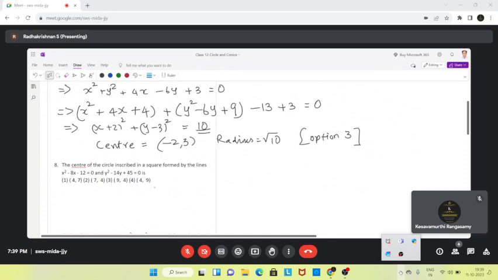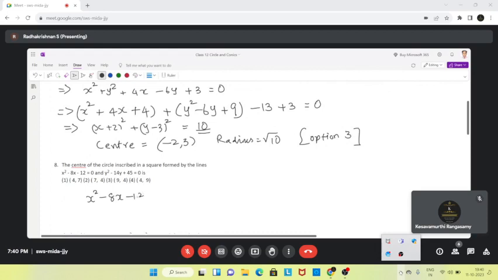Now this one. The center of the circle inscribed in a square formed by the lines x square minus 8x minus 12 equal to 0 and y square minus 14y plus 45 equal to 0. So these are quadratic equations, and how can we call them lines? This represents a pair of lines actually.